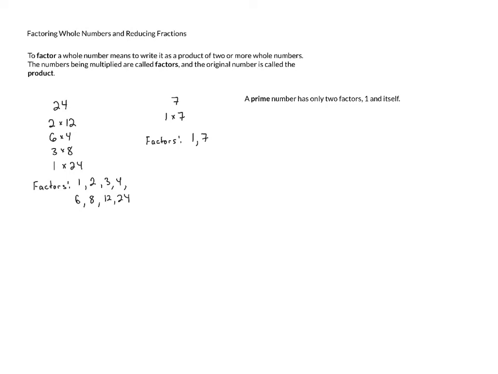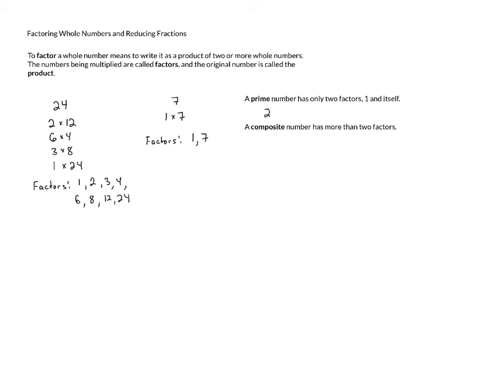On the other hand, 24 has a different name. 24 is called a composite number. A composite number has more than 2 factors. We can actually write out several examples of prime numbers and composite numbers.